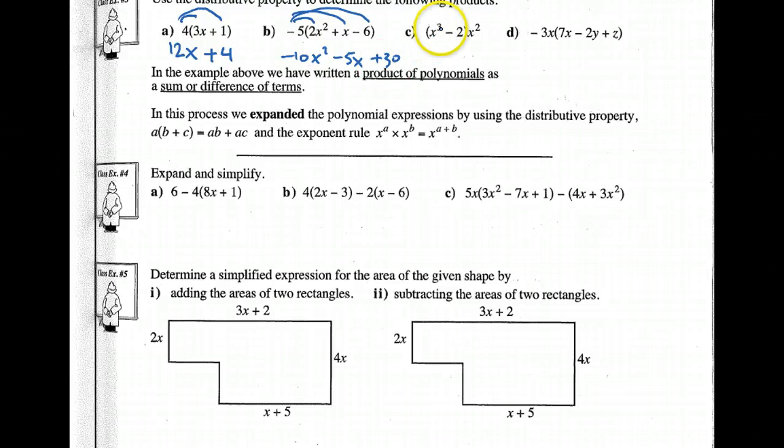All right, here we go. I have x cubed times x squared. Well, good thing we did the exponent laws last unit, so we know how to handle this. That's going to give me x to the 5 minus 2x squared. Here I have negative 21x squared, x times x squared, positive 6xy, and then negative 3xz.